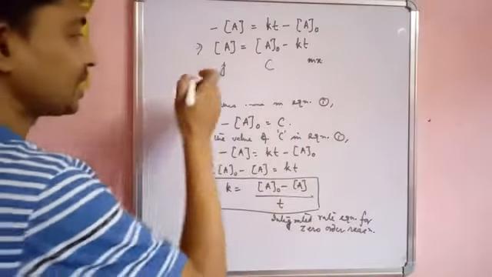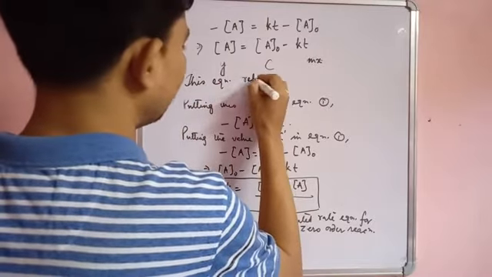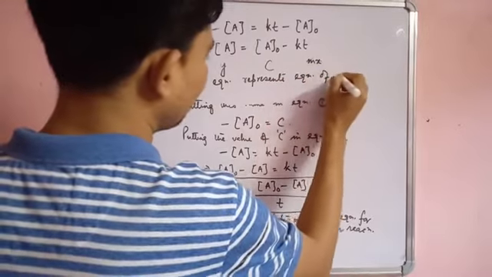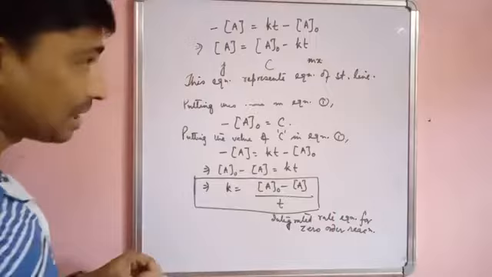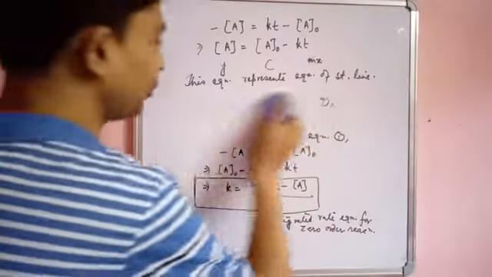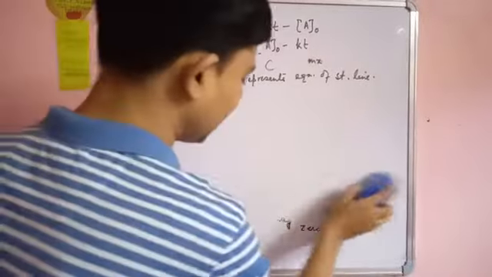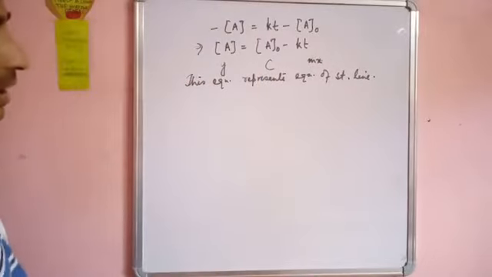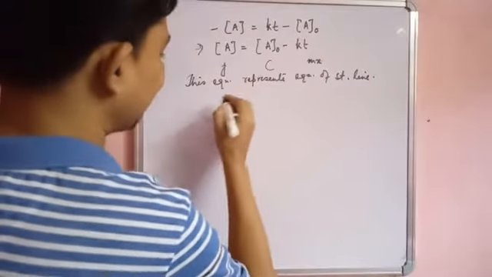So this equation represents the equation of a straight line. So what can we plot? If we plot y versus x, what will we get? So what is our y? Y is a, and x is equal to t, and our slope, that is m, is equal to minus k.